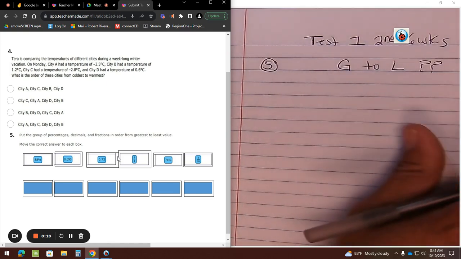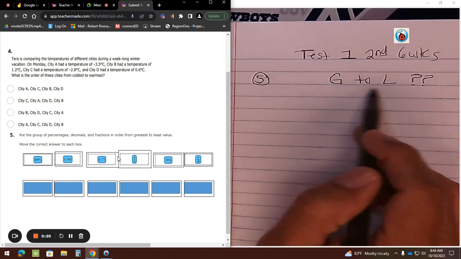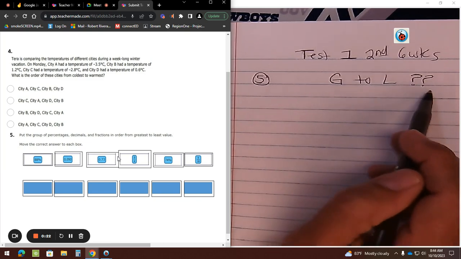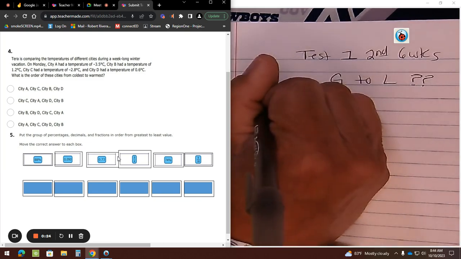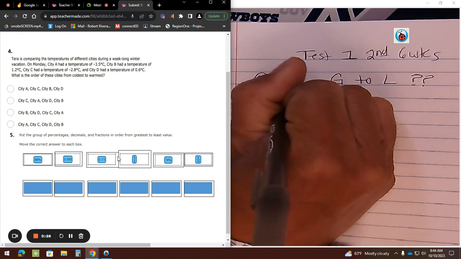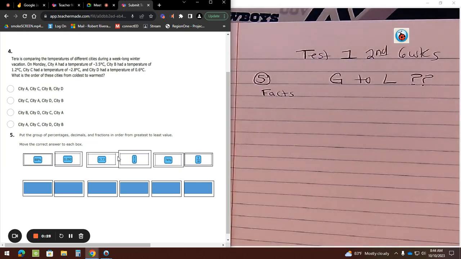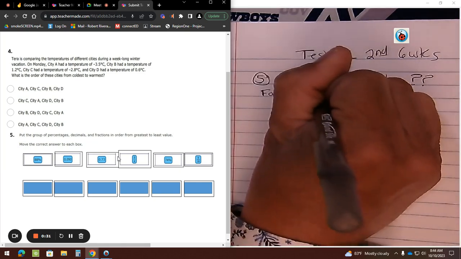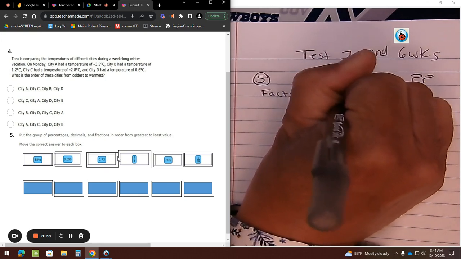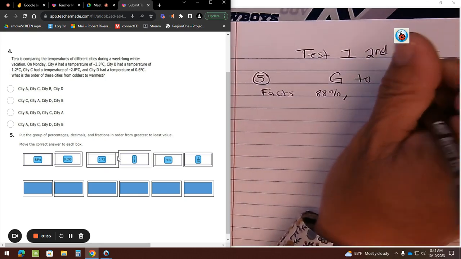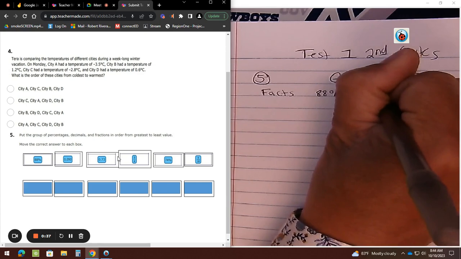Okay? My strategies will always begin with a question. They want us to go from greatest to what? Least. What's the next thing I want? I want to see the facts. We're gonna copy the facts. So the first fact that they gave us 88%, comma. The next fact they gave me 90 thousandths.